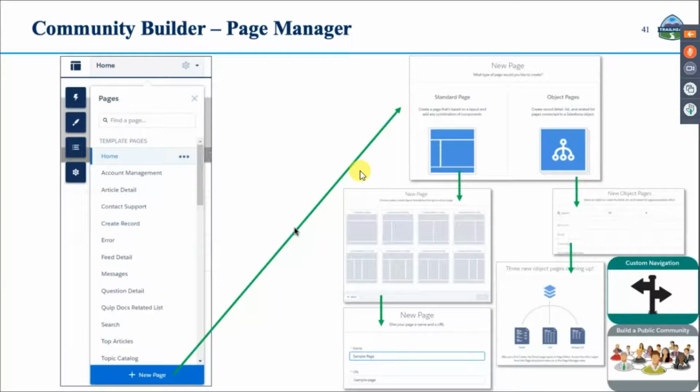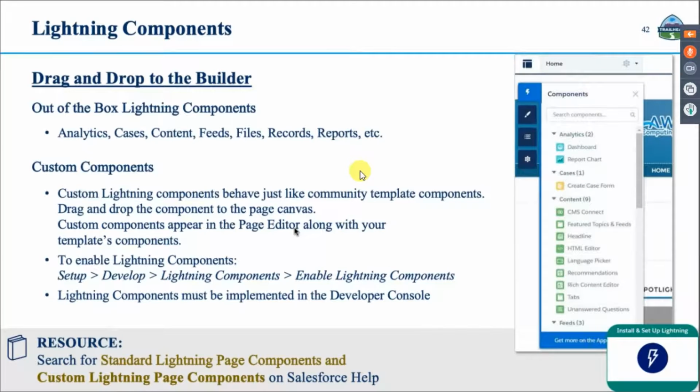This is how your page manager is, how you can create a new page in the community builders, what the different template options or the column options are that it gives you, that you should know. Then how you can add the lightning components, how you can create your own templates as well. All that you should know from the customer community side. How you can enable the lightning components, how you can use lightning components, you should know from here.